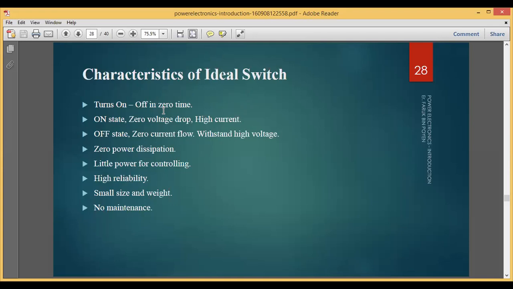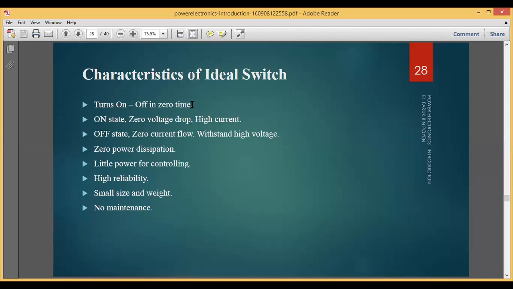But there are other devices in electronics where there will be some amount of delay. When you turn on, it will not turn on immediately. And there are a few devices where it takes some amount of time, in microseconds, nanoseconds, or even seconds, to turn off. So to turn on or off in zero time is the ideal. These power electronic devices are very fast.